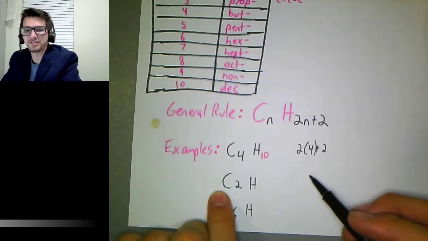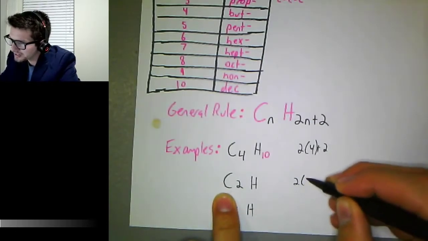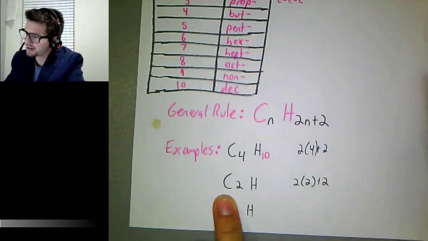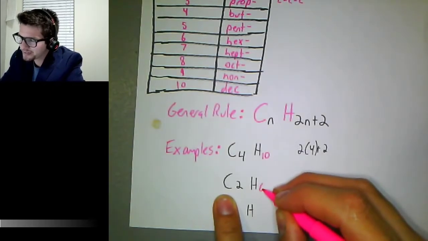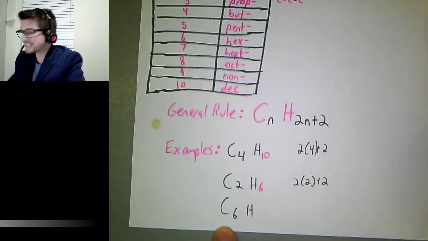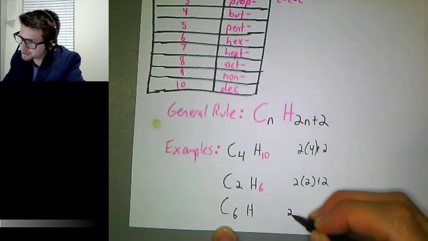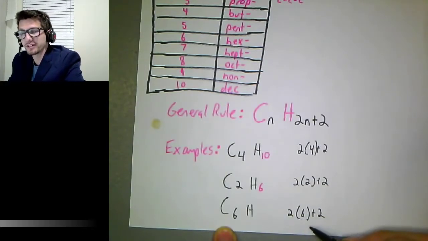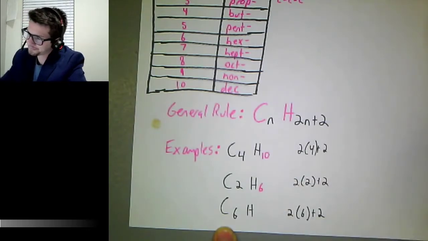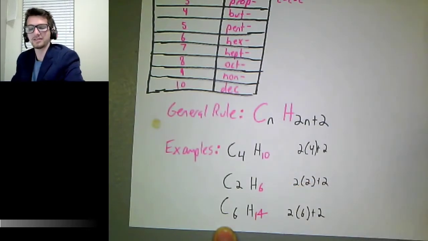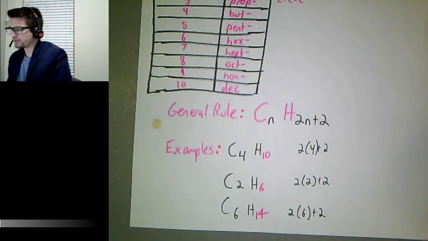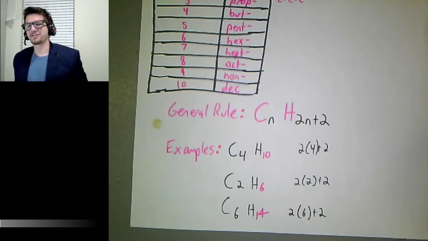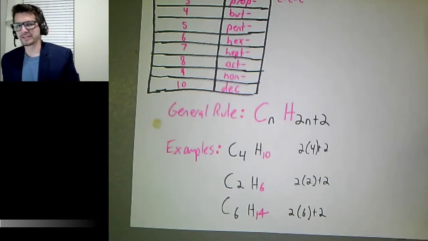Or if I have 2 carbons, I would say, 2 times 2 plus 2. What's 2 times 2? 4. What's 4 plus 2? 6. So I have C2H6. If I have 6 carbons, I say, 2 times 6 plus 2. What's 6 times 2? 12. What's 12 plus 2? 14. So generally, you can follow this pattern to figure out, if you know how many carbons you have, how many hydrogens you have, and this is a bit of a math shortcut.